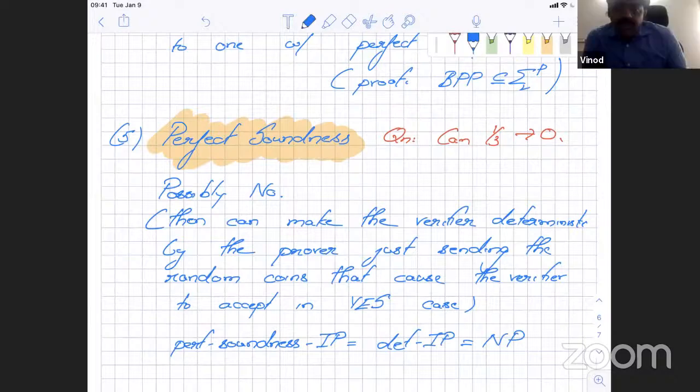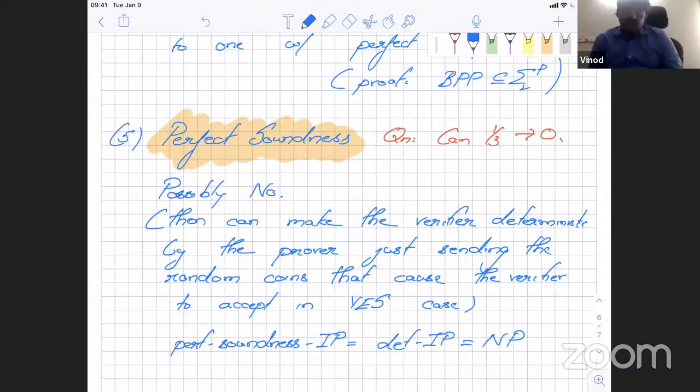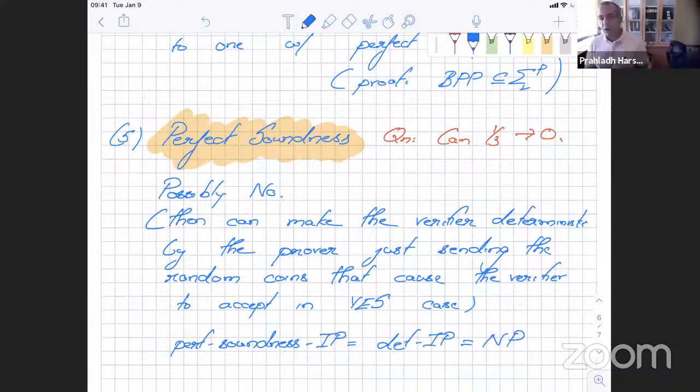Because the prover will give the transcript beforehand, just that one transcript corresponding to the random coins which accept. And the moment the verifier looks at this, he knows, oh, this one random coin accepts. Therefore, this has to be a yes instance. It cannot be a no instance, because in a no instance, every random coin has to reject. So if there was an IP protocol with perfect soundness, then it has to be an honest to God NP thing. So if we believe IP is different from NP, this cannot happen.